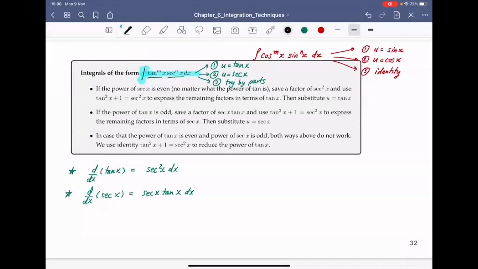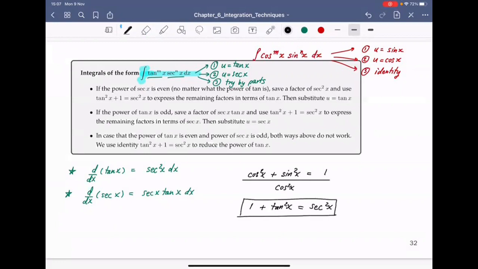And another one is when you have cosine square x plus sine square x equal to 1. If you divide everything by cosine square, you're going to get 1 plus tangent square equal to secant square. Does it make sense? So this is how I memorize 1 plus tangent square equal to secant square. This is going to be the identity that you're going to use a lot in this section.